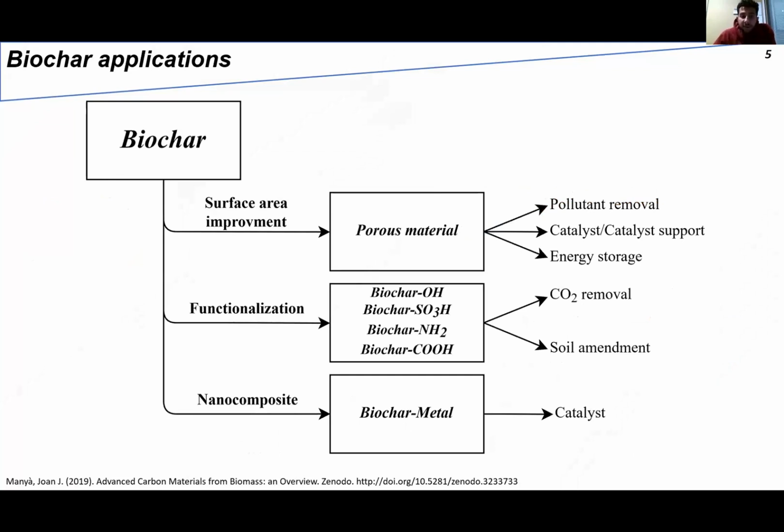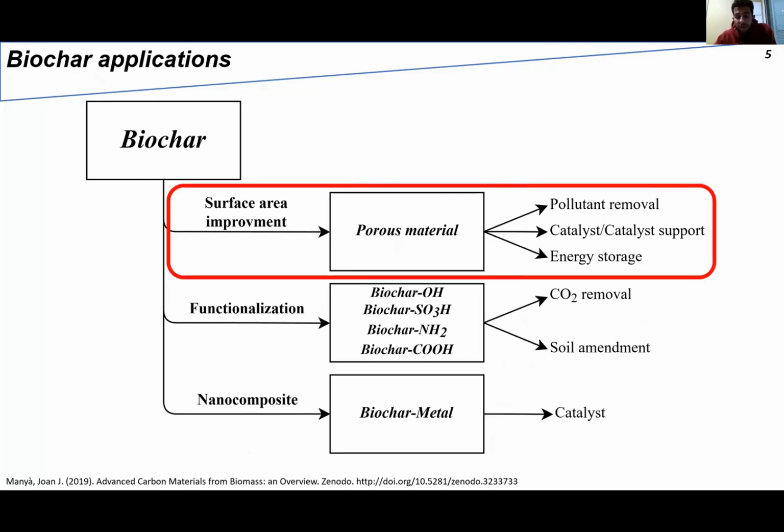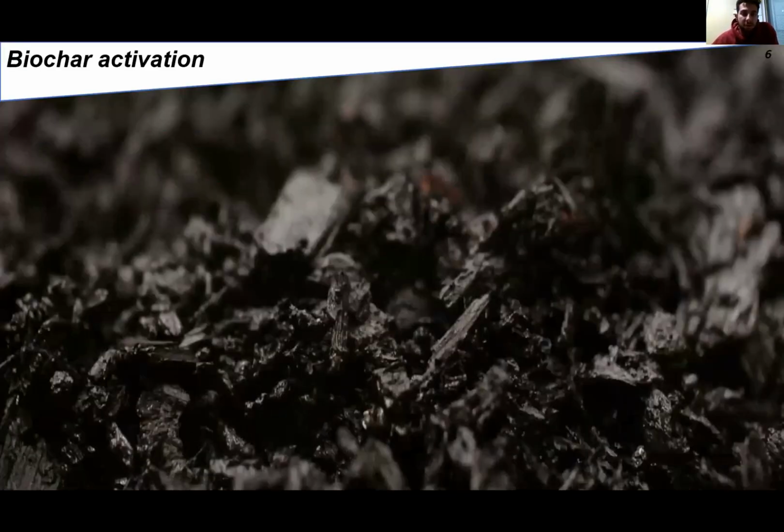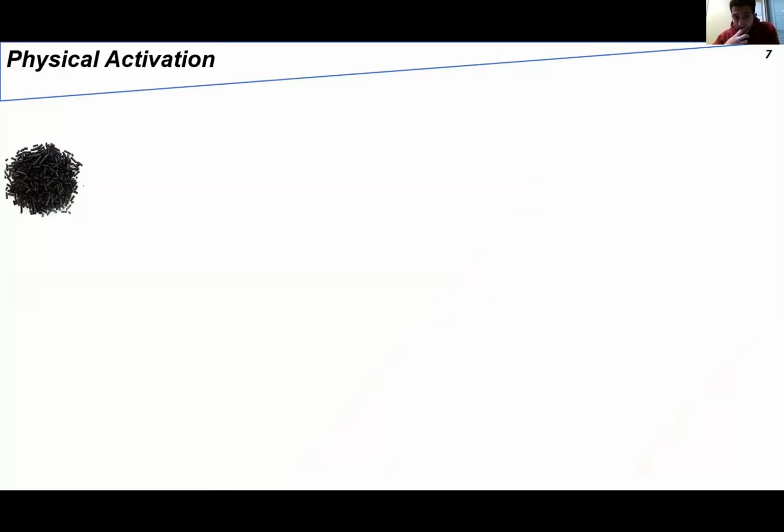In this scheme, all the applications of biochar are summarized, from pollutant removal to catalyst or energy storage. However, all biochar needs to undergo different processes before being employed in these fields. For example, my research is centered on the creation of a porous material, so I need to improve the surface area of the biochar, since the pristine biochar has almost 0 square meters per gram, so 1 or 2 square meters per gram. So we have to activate the biochar, and we can do it in 2 different ways.